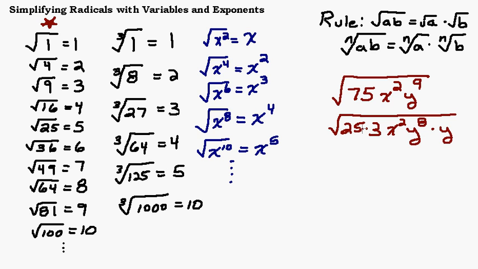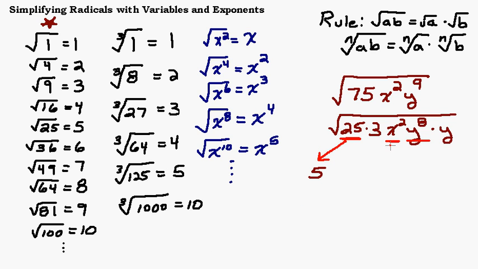Your x squared is there, and 25 times 3 is 75. But by breaking it apart like we did, we've created some perfect squares here. X squared was already a perfect square that we can take the square root of. The square root of 25 is 5. So you don't put a square root sign over it anymore because you took the square root of it. The square root of 25 is just plain old 5.